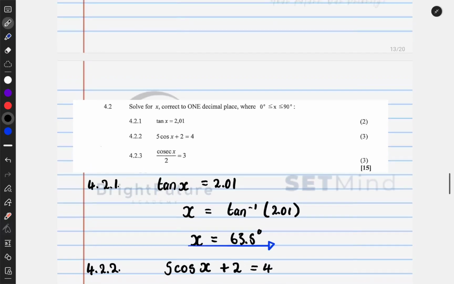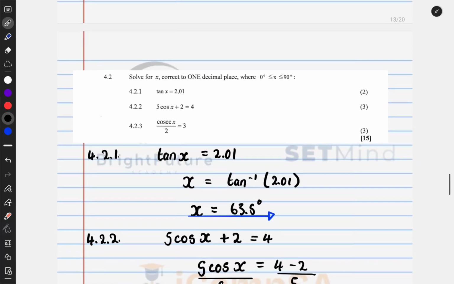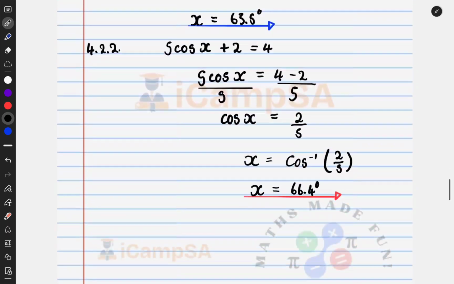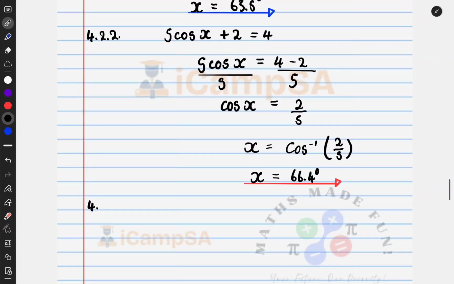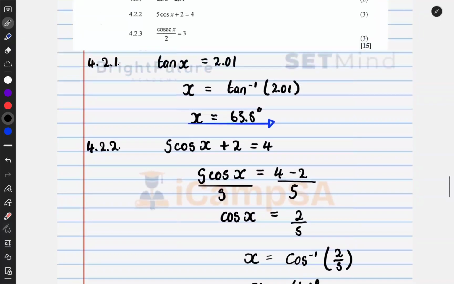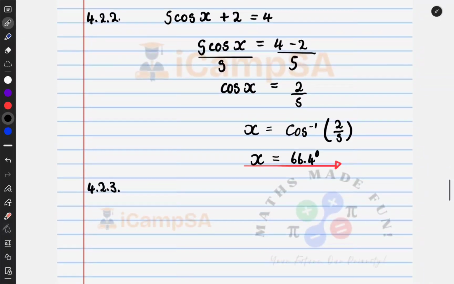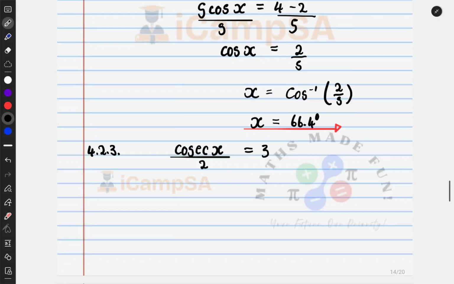Okay, and then next, let's do 4.2.3. We have cosec x, and we know that cosec x is the reciprocal of sine. So for 4.2.3, cosec x over 2 is equal to 3. We'll also solve for x.